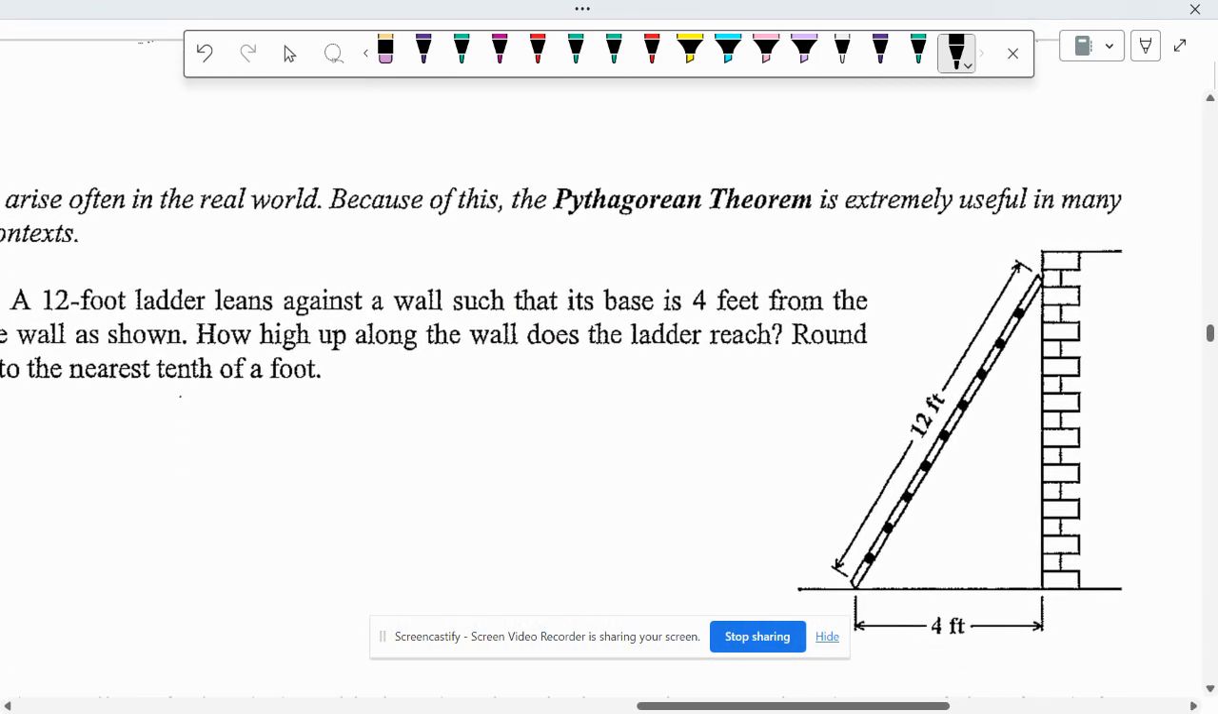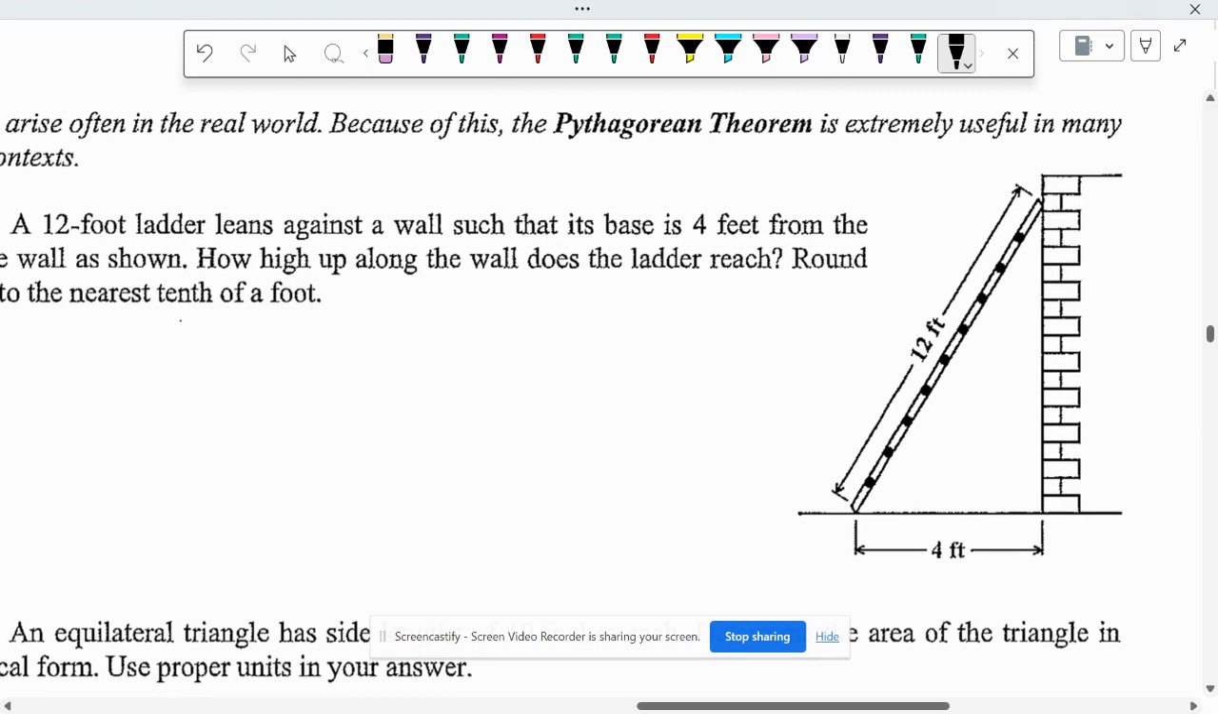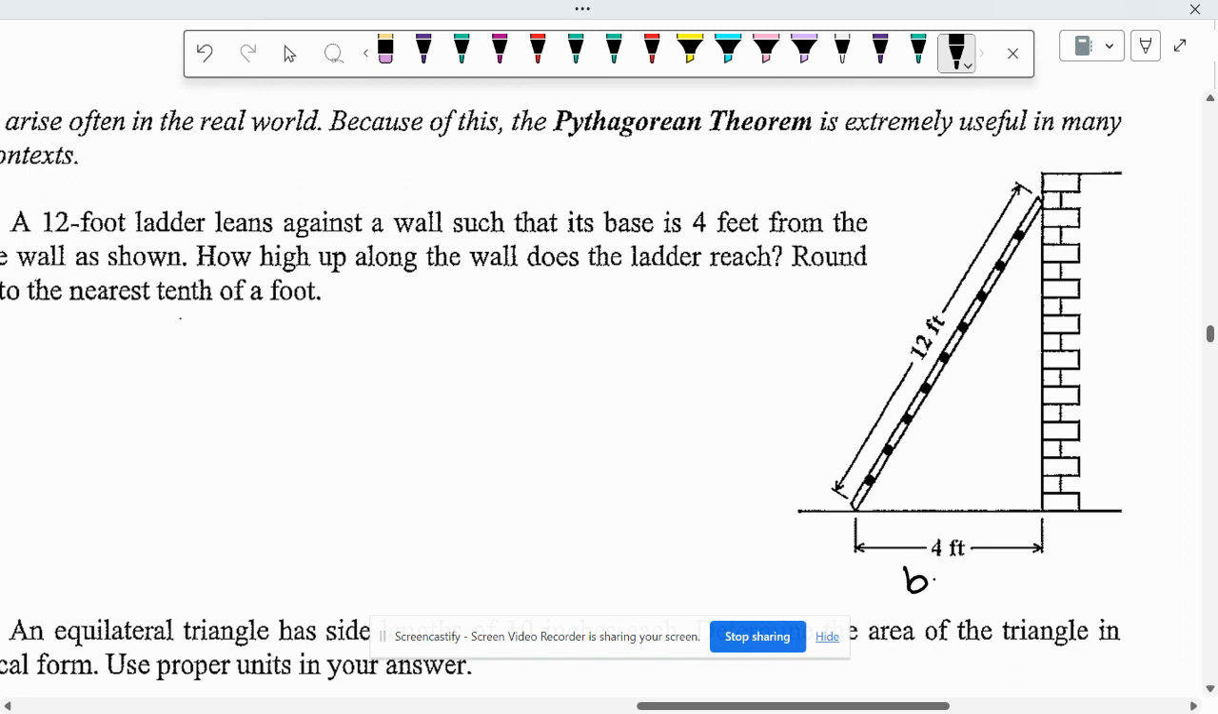So often, Pythagorean theorem questions arrive in the real world. If you've ever framed a house out, or if you've ever cut your own butcher block countertops, right? Those are real world examples where you have to know how to use Pythagorean theorem to figure out your measurements, okay? So in this example, we have a 12-foot ladder that's leaning against a wall. And it says that the base of the ladder, that's the bottom of the ladder, is 4 feet away from the wall. So this is the base of the ladder right here. It's 4 feet away from the wall.